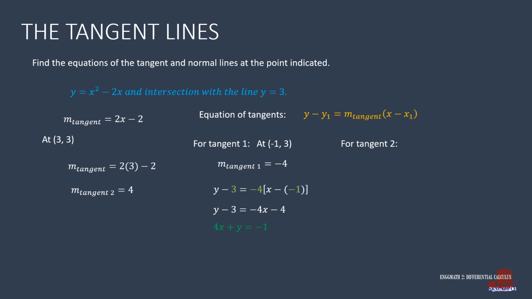Next is the second point with coordinates 3, 3. Its slope is 4. Plug these values into the form and have y minus 3 equals 4 times the binomial x minus 3. Simplifying terms makes y minus 3 equal to 4x less 12. Arrange them and get 4x minus y equals 9.